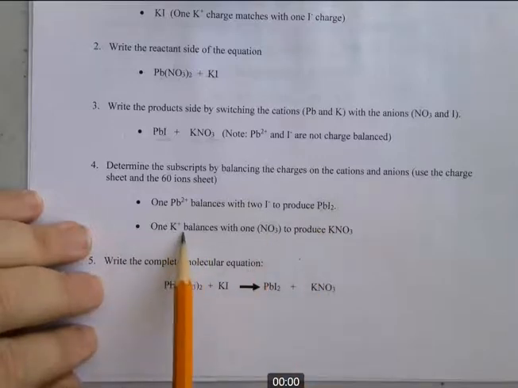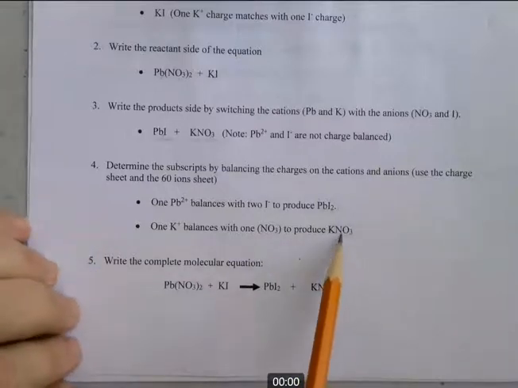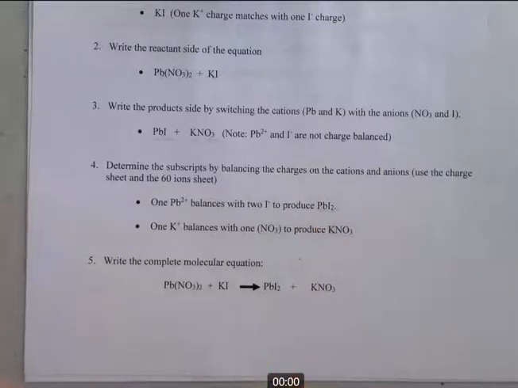And we already said that 1 K balances with the NO3. So you have K, which is a plus 1, and NO3 altogether is a 1 minus. And so those are your products right there. So you write them right there. So now you have the complete equation for this.